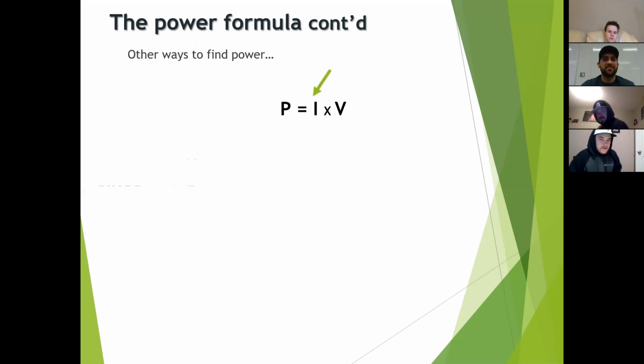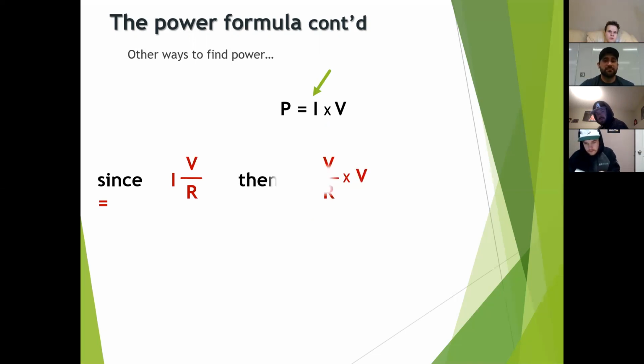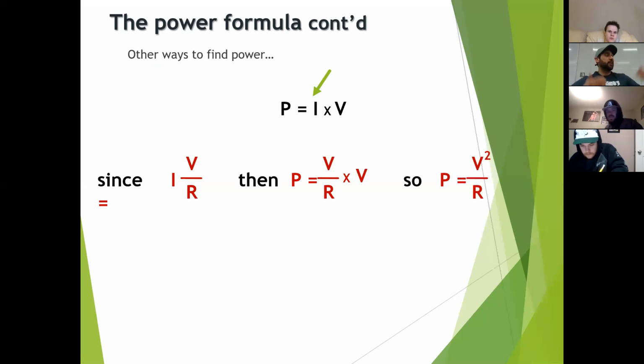All right, other ways to find the power formula. Since I is equal to V over R, we can substitute that I for V over R, and in essence get P is equal to V squared over R. Because we've got our W, that's Spanish for W. You actually don't have a W. Sorry. You got your two V's, put them together.